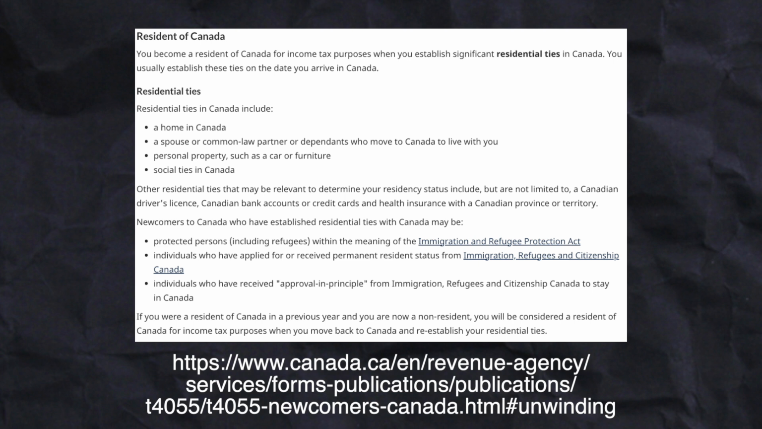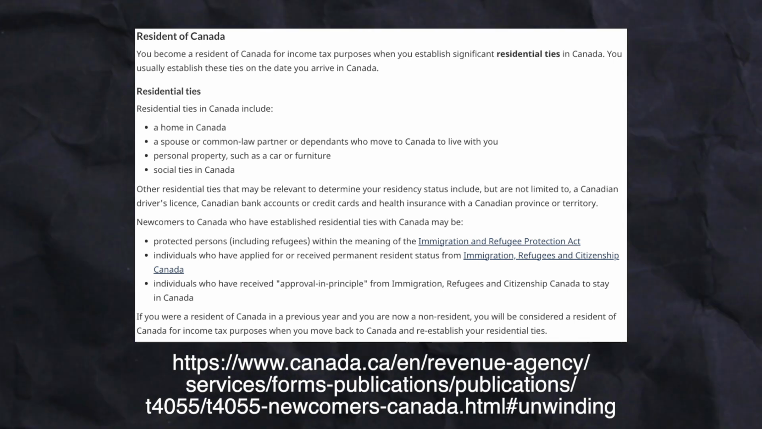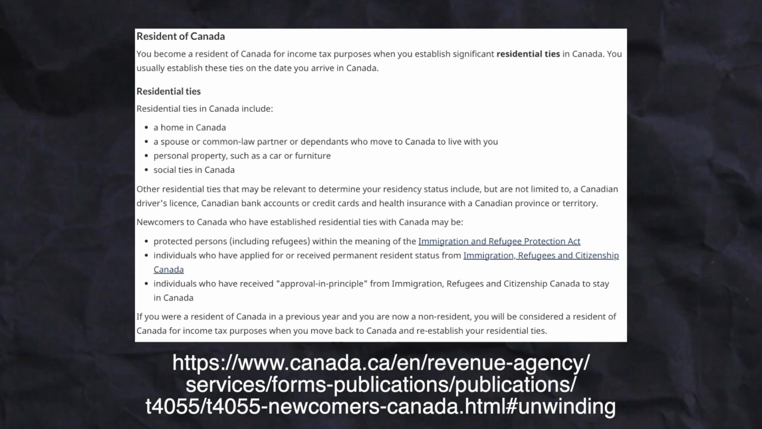And then it says at the very bottom, if you were a resident of Canada in a previous year and now you are a non-resident, you will be considered a resident of Canada for income tax purposes when you move back to Canada and reestablish your residential ties. Which I think covers the scenario where you're a Canadian, you've left Canada for tax purposes, and now you're re-entering Canada as a tax resident and re-immigrating with new assets.